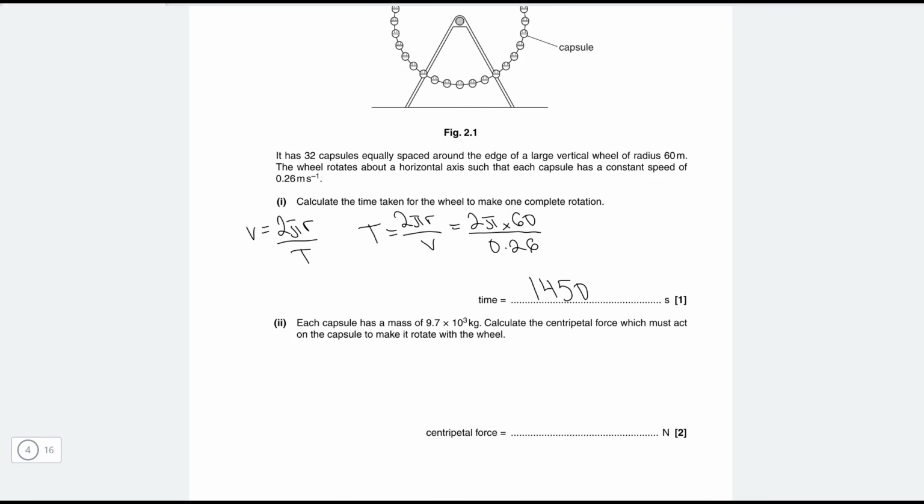Well, this is just the centripetal force equation, so we're going to be using F is equal to mv squared over r. The mass is 9.7 times 10 to the power of 3. Now, I'm not going to forget to square the speed, that's why we'll put in some brackets. The speed is 0.26 meters per second, squared, and then I'm going to be dividing that by the radius, which is 60. And if we put that into a calculator, we're going to get about 10.9 newtons.